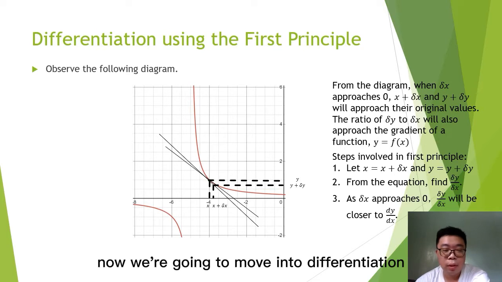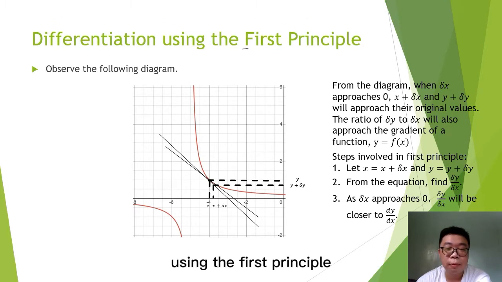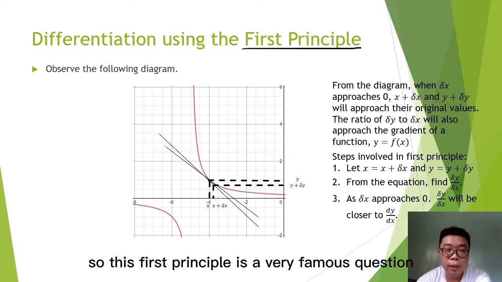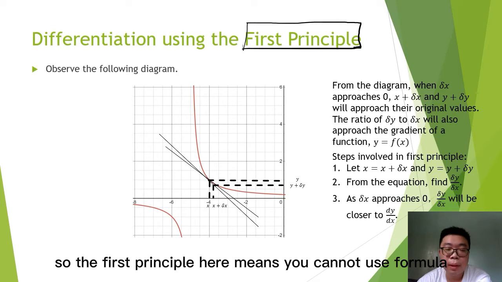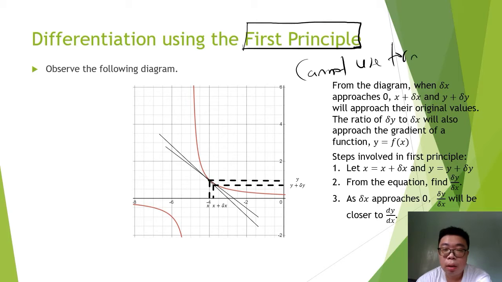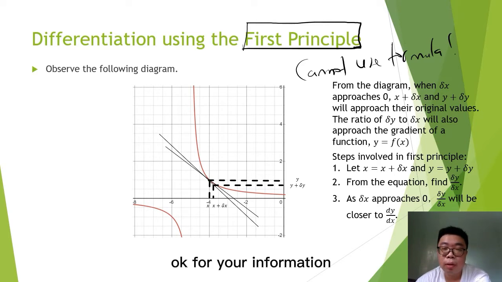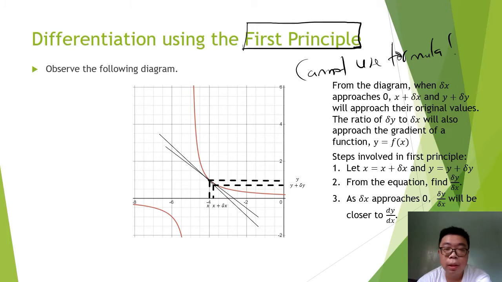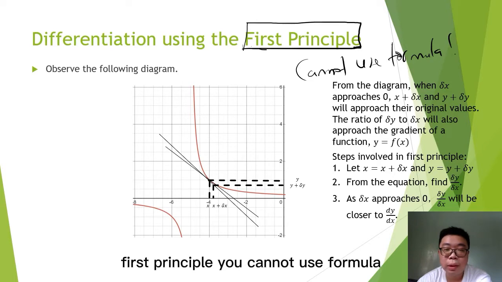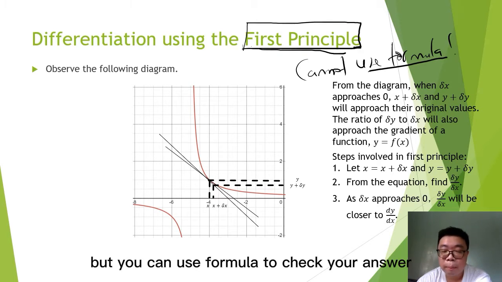Okay, now we are going to move into differentiation using the first principle. This first principle is a very famous question given in the final exam. The first principle here means you cannot use the formula. For information, after this you will start to learn differentiation using the differentiation formula. But if the question asks you to do first principle, you cannot use the formula. But you can use the formula to check your answer.